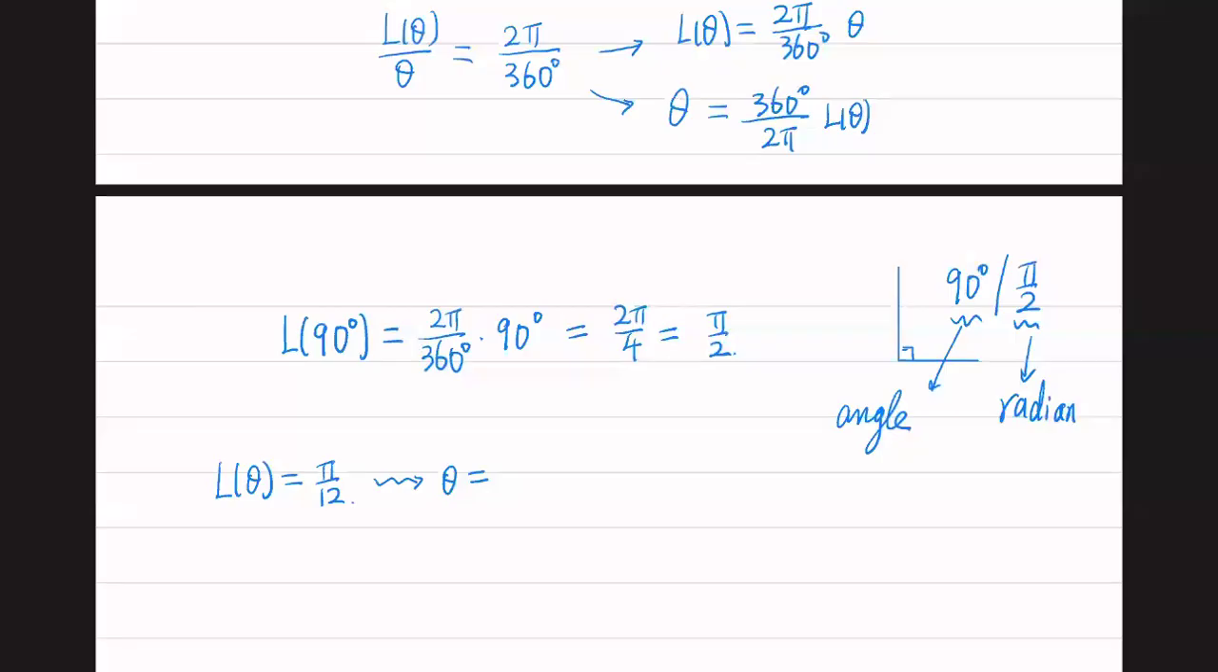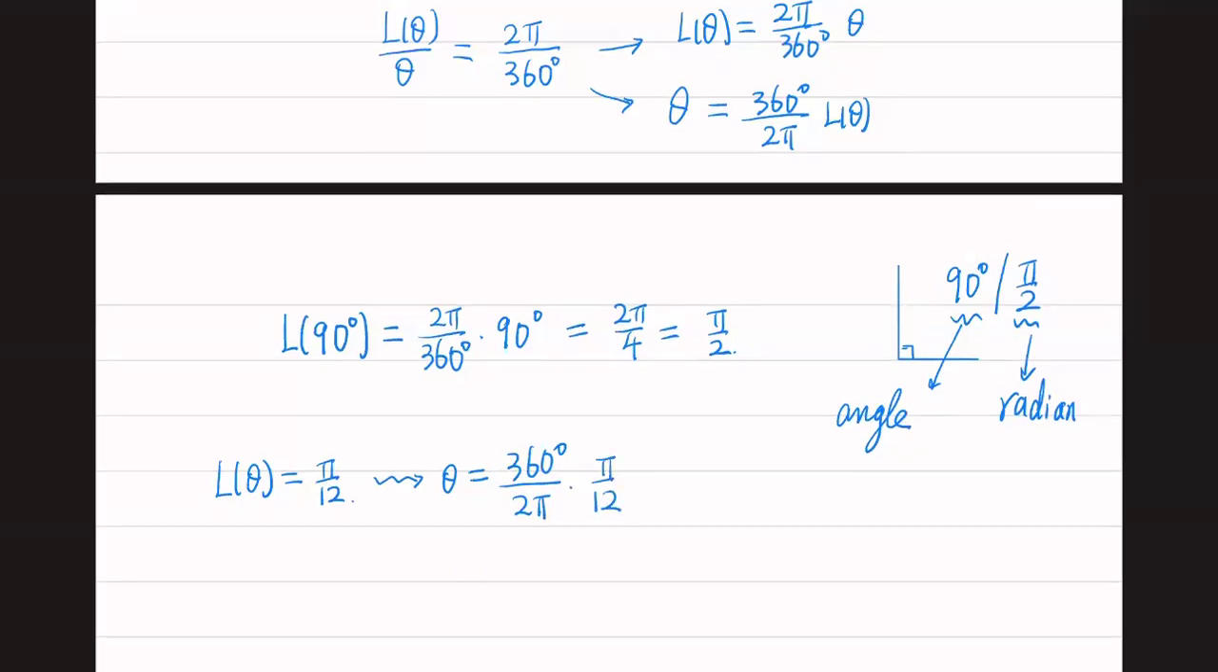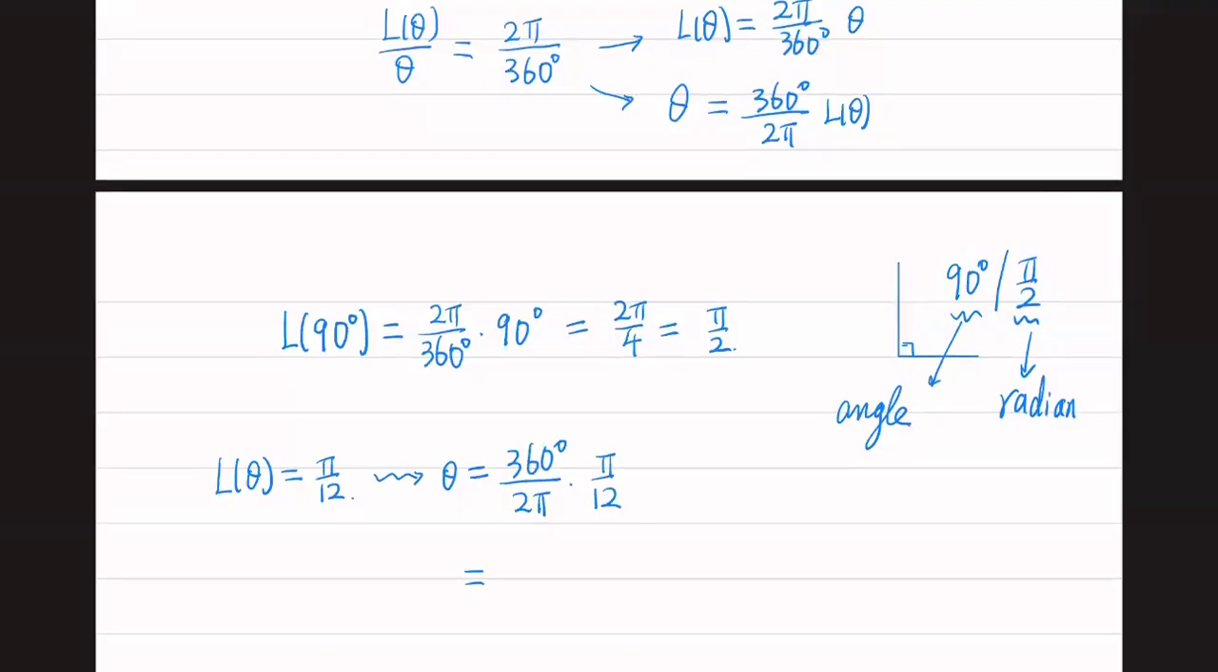It's 90 degrees. Okay, we will use this formula. Okay, there's some simplifications. We get pi.